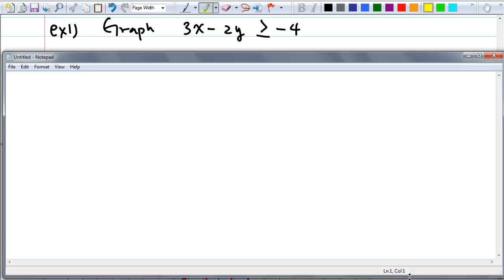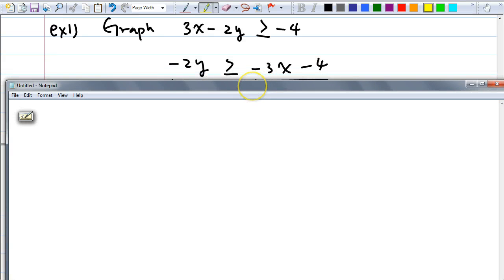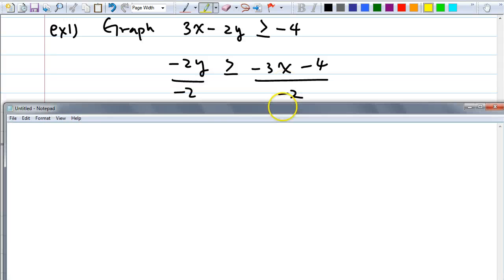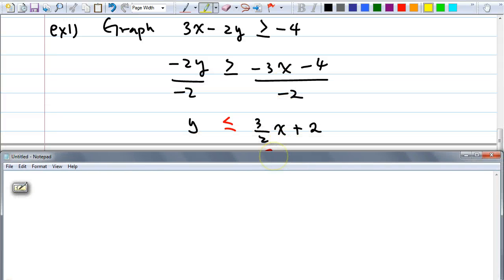So, were you able to solve for y? What should I do in order to get the y by itself, to write it into slope-intercept form, Lucia? Minus 3x. Yeah, subtract 3x from both sides. Then you get negative 2y greater than. Now, does subtracting 3x from both sides reverse the inequality symbol at all? No. But when you're dividing both sides by negative 2, did you all remember to reverse the inequality symbol?